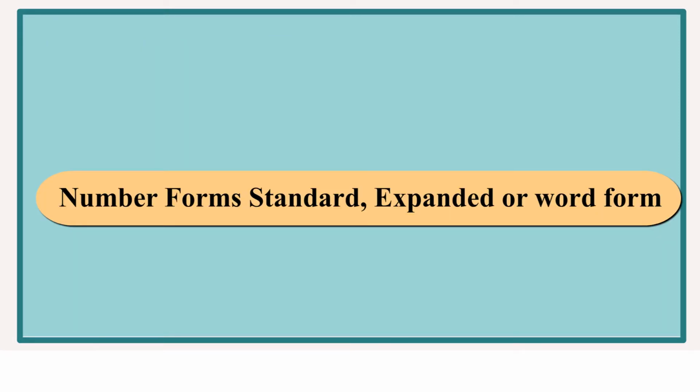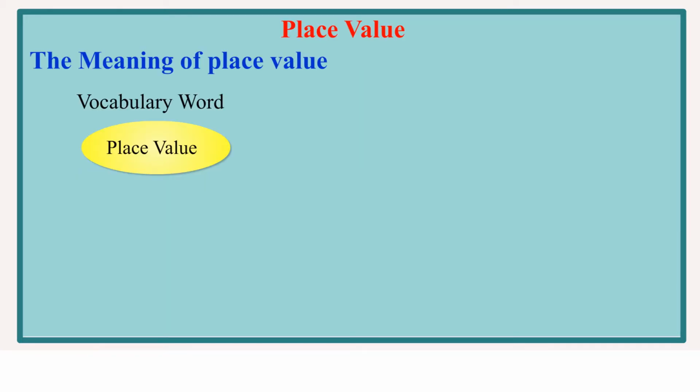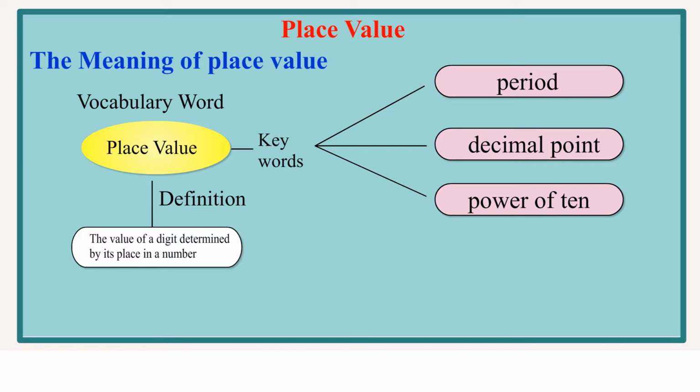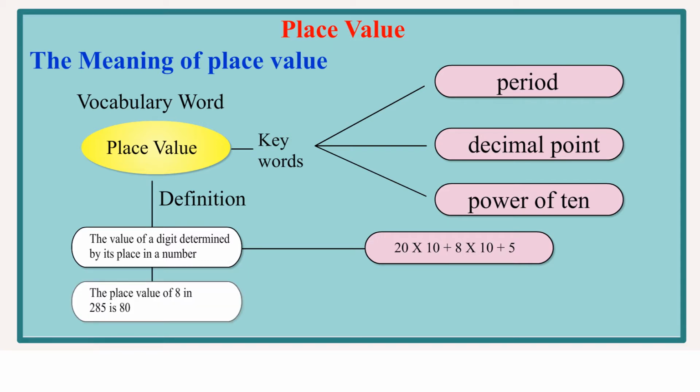Number forms: standard, expanded or word form. Place value. The meaning of place value. Vocabulary word. Place value. Keywords: period, decimal point, power of 10. Definition: the value of a digit determined by its place in a number. 285 is 200 plus 80 plus 5. The place value of 8 in 285 is 80.